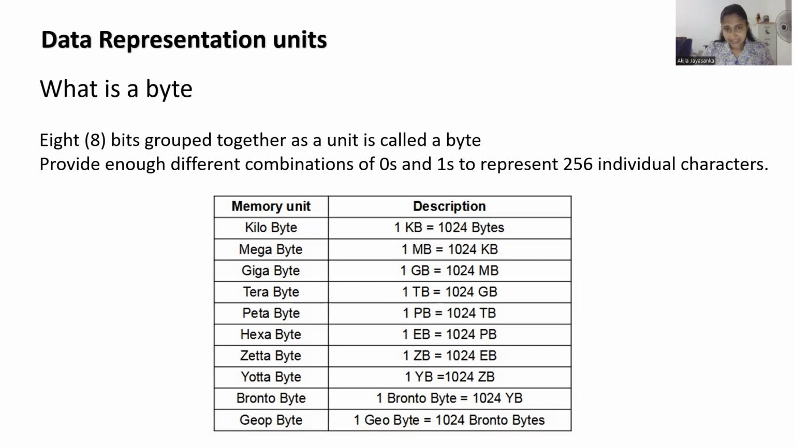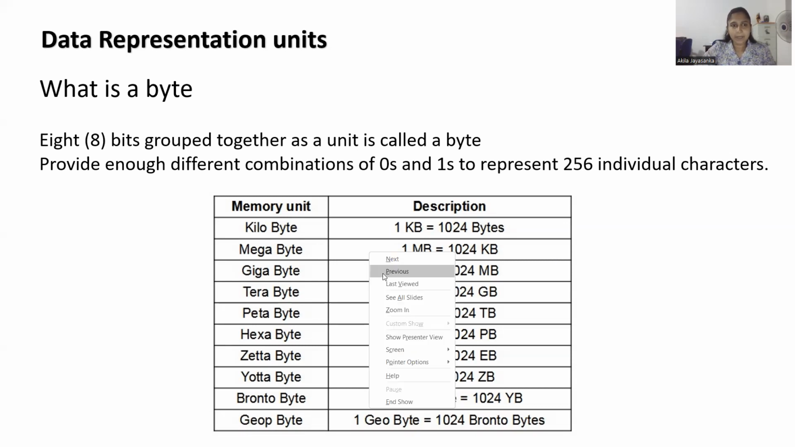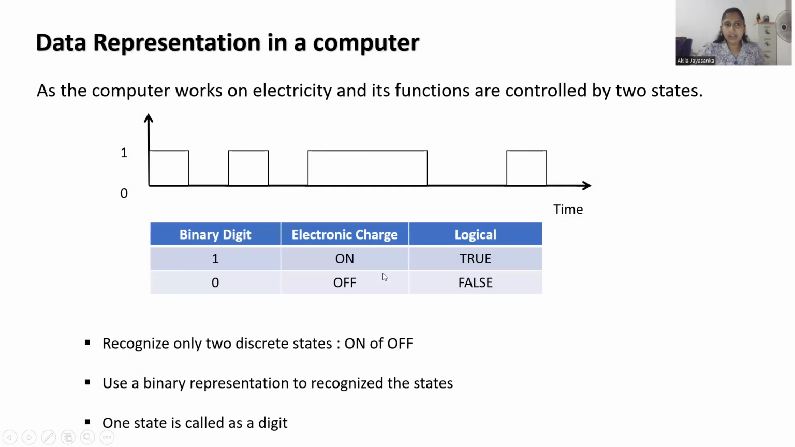Okay. Data representation units. When we discuss representation units, you should know what a byte is. Yesterday we discussed the byte, and we know about the digit. Digit means 1 or 0, binary digits. Binary digits have two representative numbers: the first one is 1 and the other one is 0. Using these two numbers or states, digital devices represent each and every piece of data.